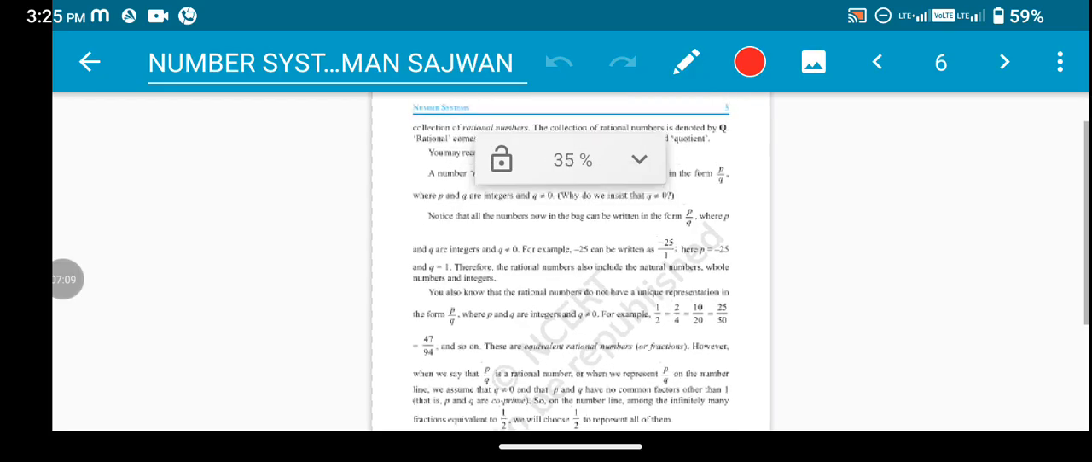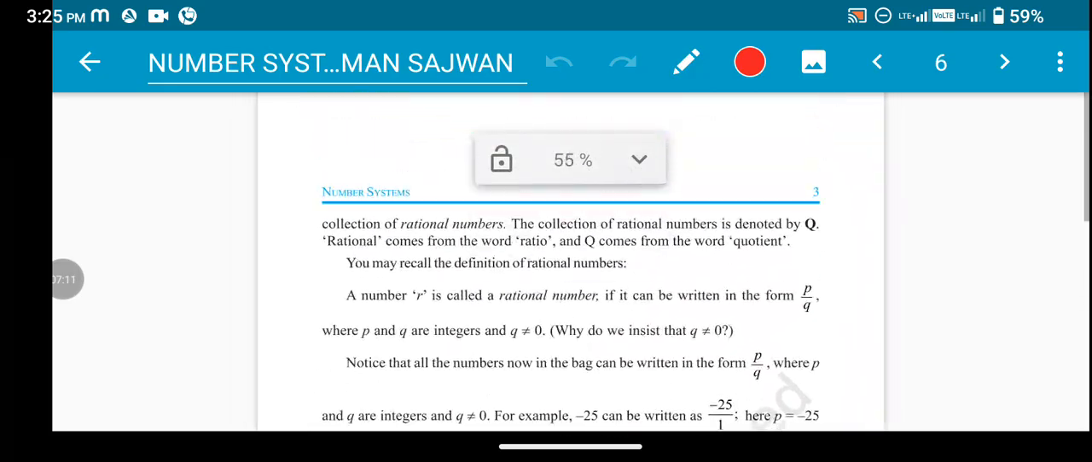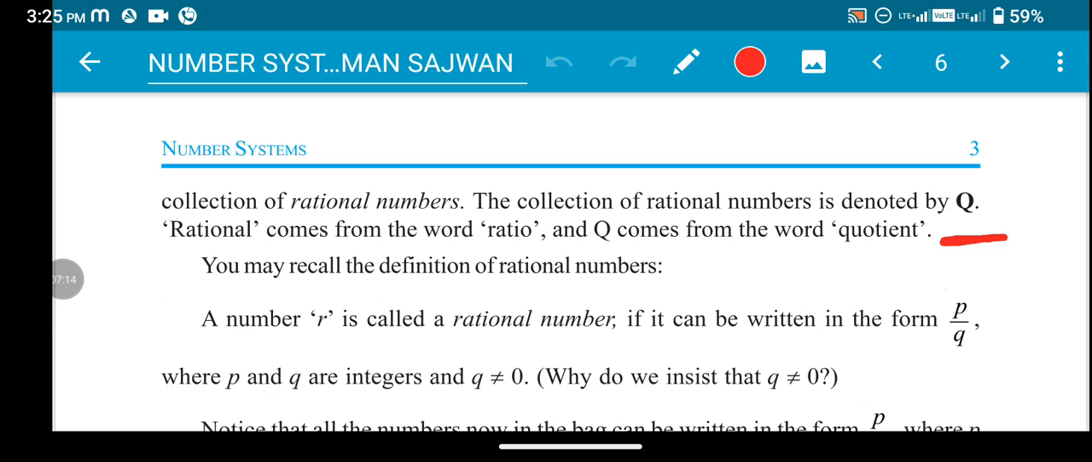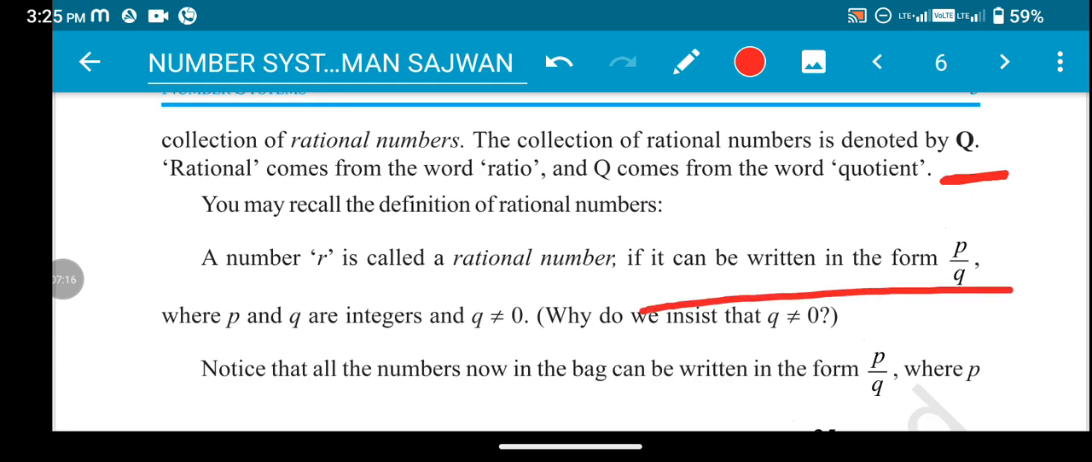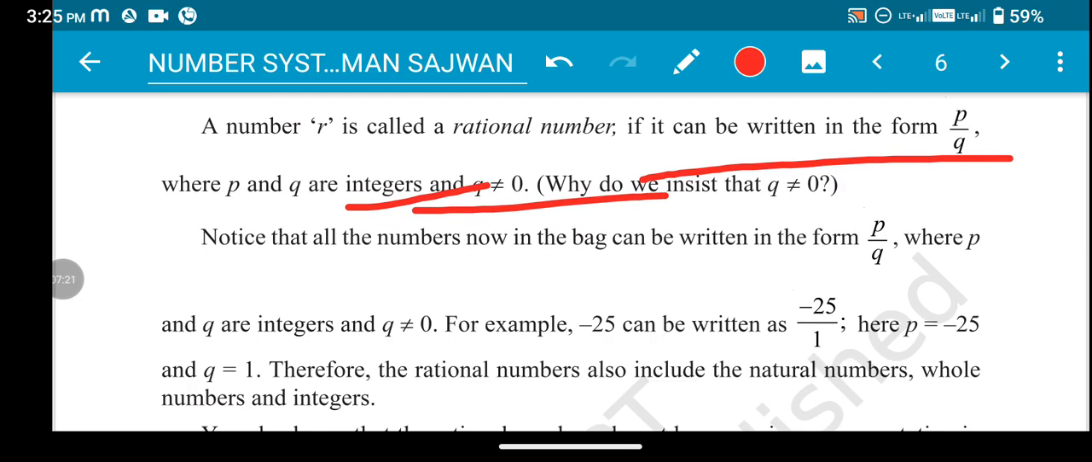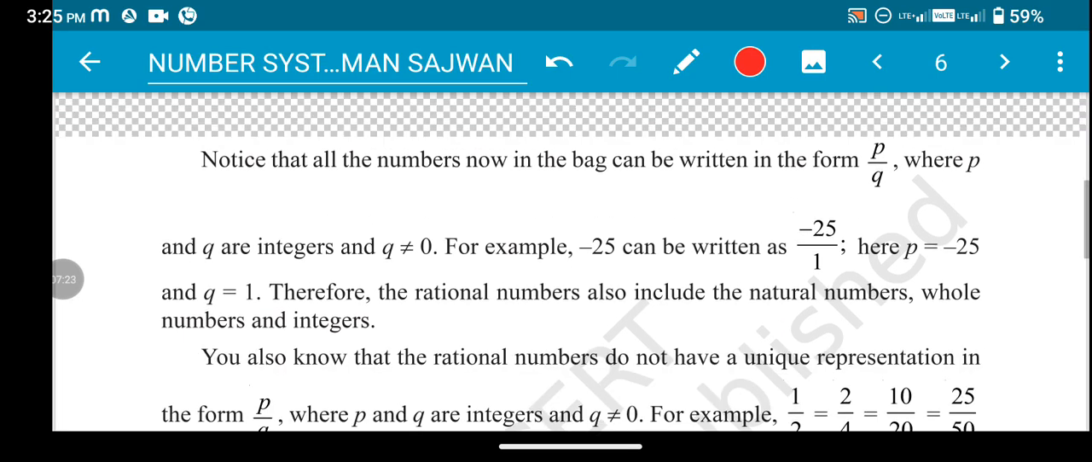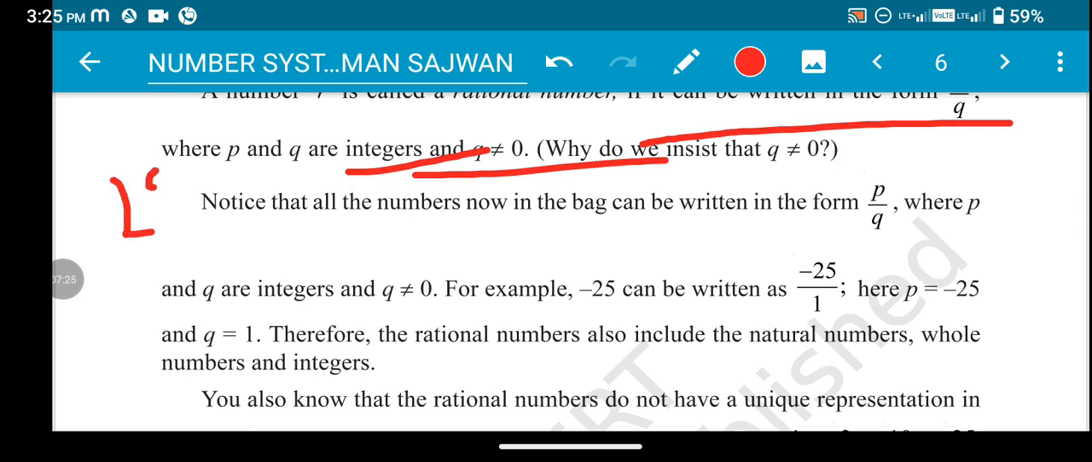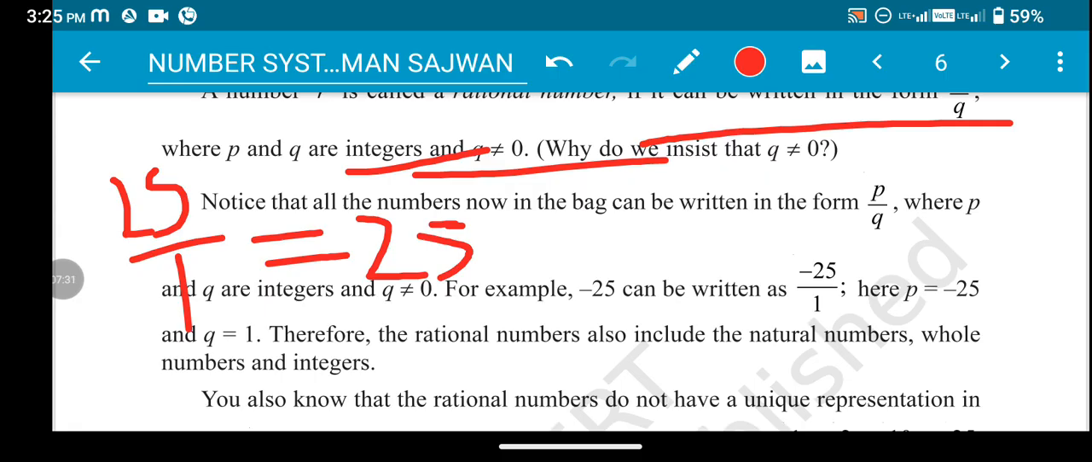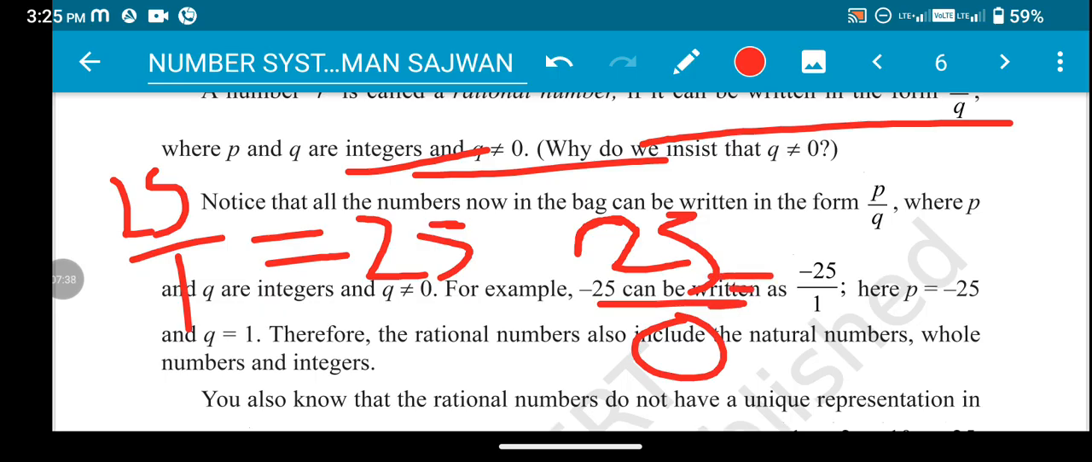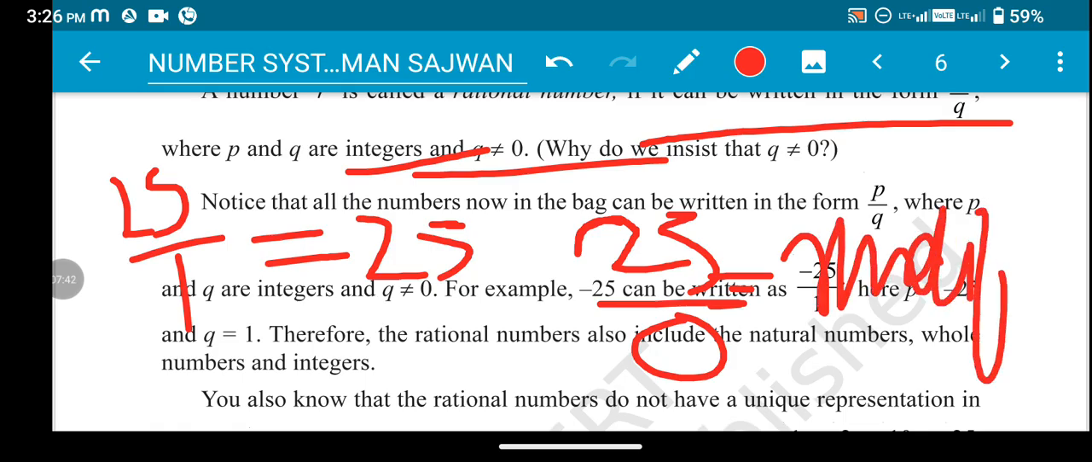After that, a rational number is denoted by Q, in the form of p by q, where q is not equal to 0. I have already discussed this. If we say 25 divided by 1, it is 25. What if we said 25 divided by 0? Will it be defined or not? It is undefined.